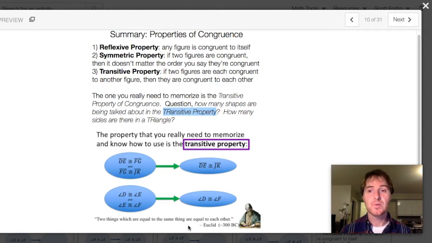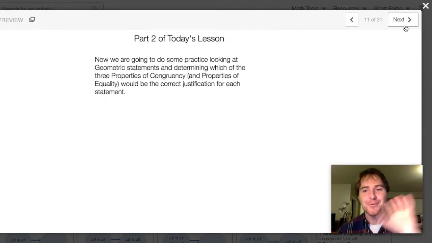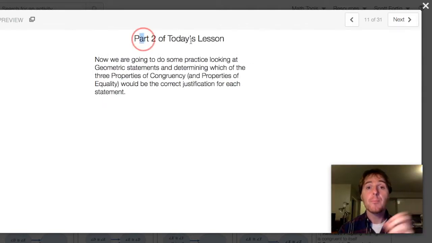Euclid didn't use the word congruent. There was some necessary work after Euclid to actually describe congruency versus equality. So he said equal, but it later emerged as the property of congruence. Anyways, we can talk all about that later. All right, part 2 of today's lesson.